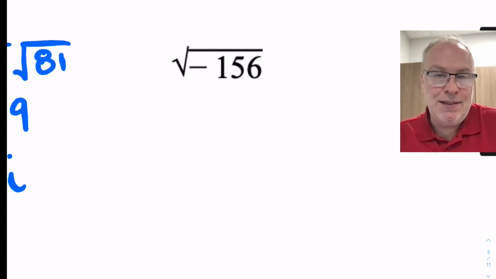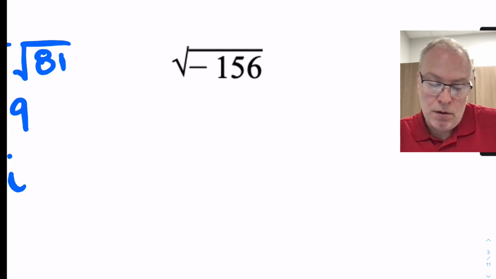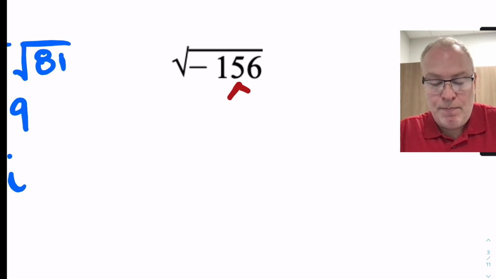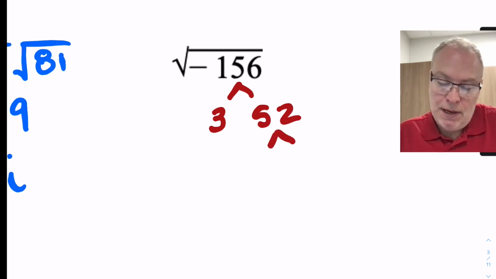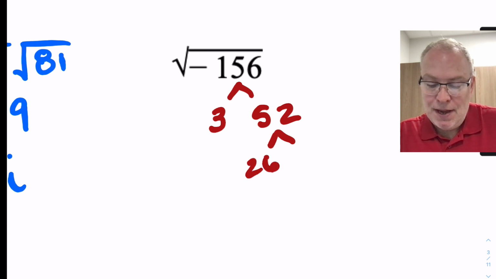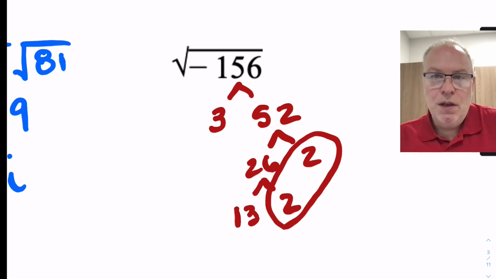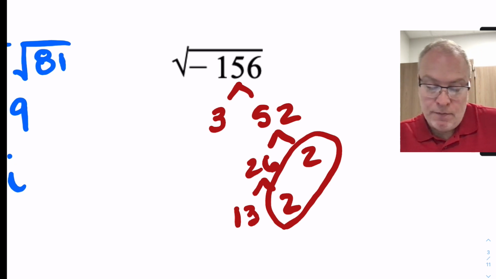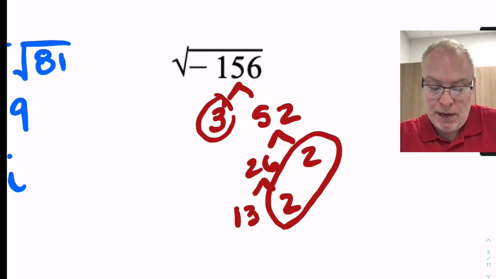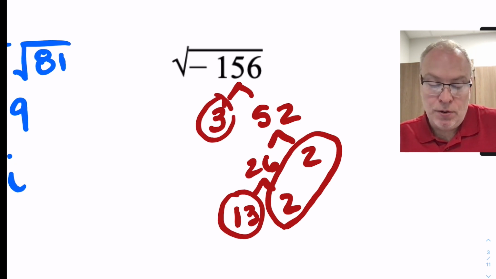This next one, the square root of -156. Now 156 is not a perfect square. So let's divide it up and just see how it divides. So this would be 3 times 52. This would be 26 times 2. This would be 13 times 2. So it sure looks like the 156 is divisible by 4, and then left behind would be 39. 4 times 39, because 3 times 13 is 39.